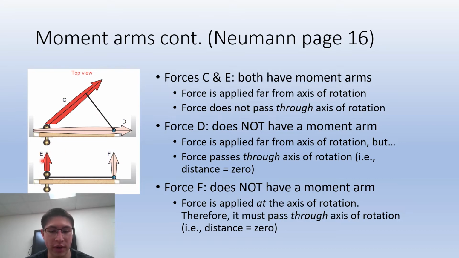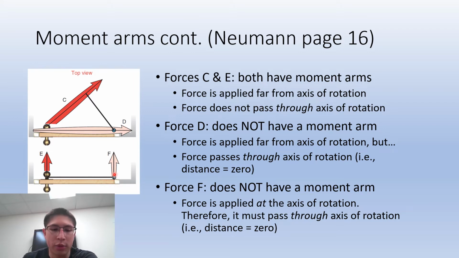For force E right here, same idea, right? Again, the force is applied at the door handle, pushing straight into the door. And so here's our direction of force, and here's our center of rotation. So the moment arm is this black line. It's the distance between the line of force and the center of rotation.